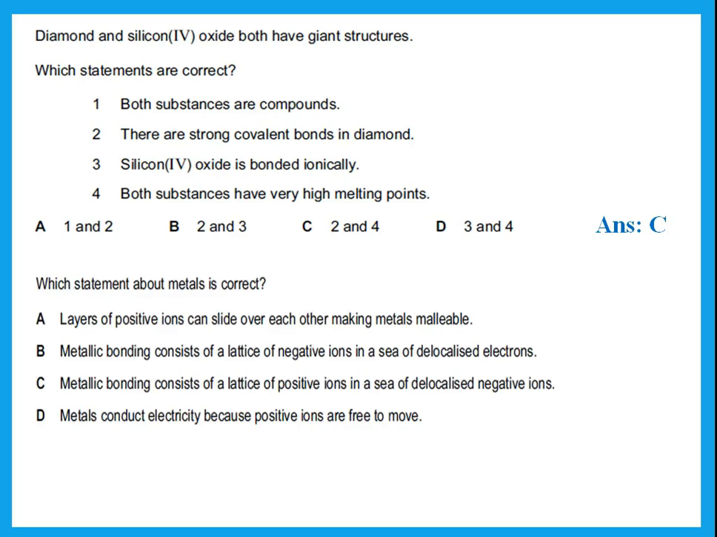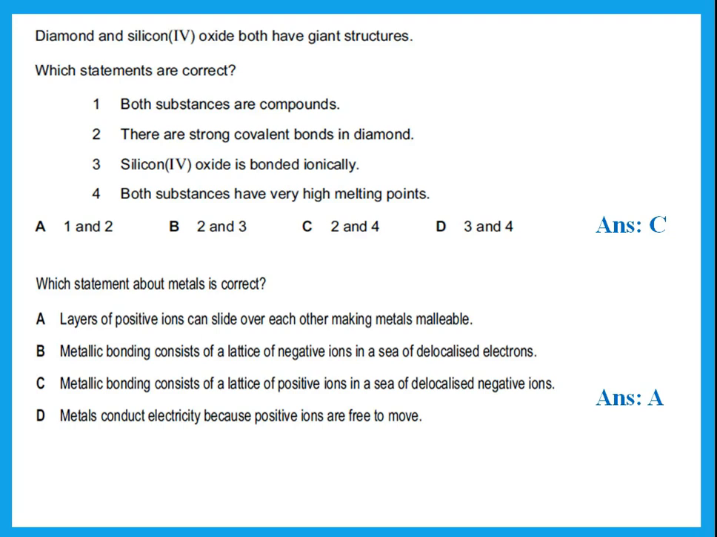Which statement about metals is correct? Okay, let's take them one by one. Layers of positive ions can slide over each other, making metals malleable. Remember that we said yes, that's why metals are malleable. Okay, what about B? Let's check whether B, C, D are wrong. Metallic bonding consists of a lattice of negative ions in a sea of delocalized electrons. He's talking about metals, and we said metals are layers of what? Positive ions, not negative ions.